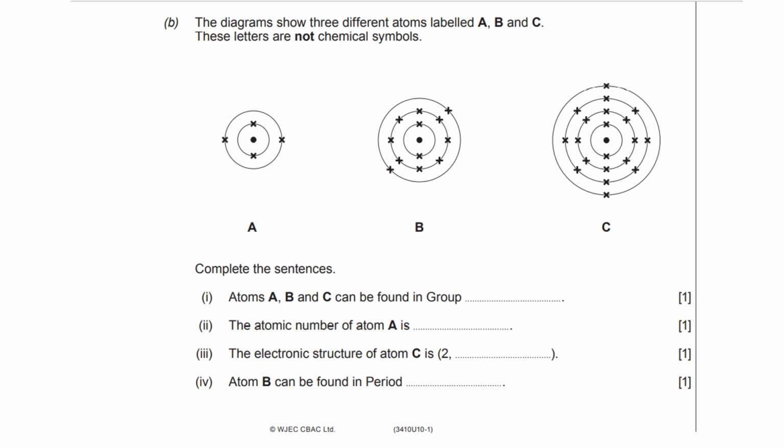The diagrams show three different atoms labelled A, B and C. Atoms A, B and C can be found in group 2. The atomic number of atom A is 4. The electronic structure of atom C is 2, 8, 2. The atom B can be found in period 3.